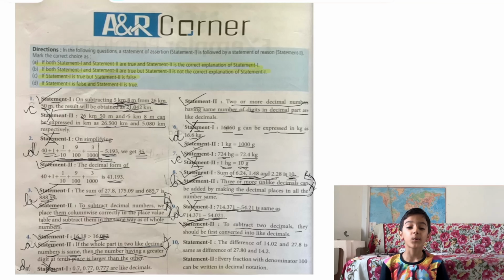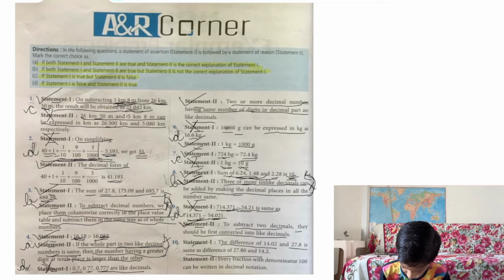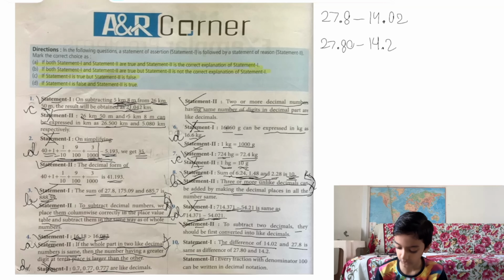Question 10, statement 1. The difference of 14.02 and 27.8 is same as the difference of 27.80 and 14.2. First we'll write the expressions. Here first we'll check the first number. The first number is 27.8 and here it is 27.80. Here they have added the 0 at the end of the decimal which does not matter. That means these two numbers are same.